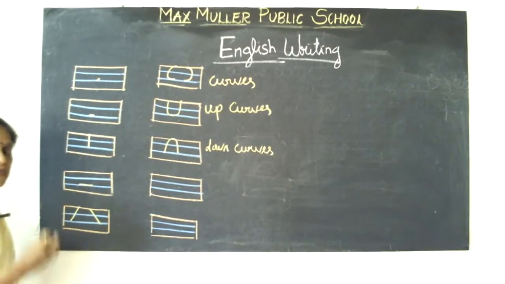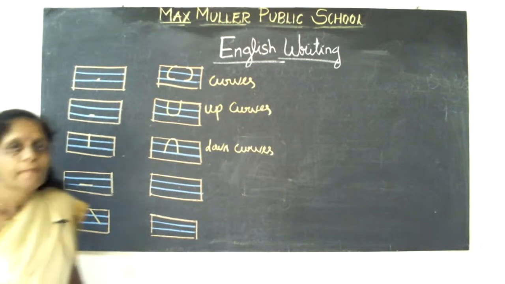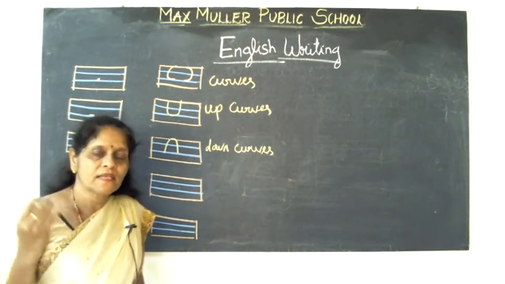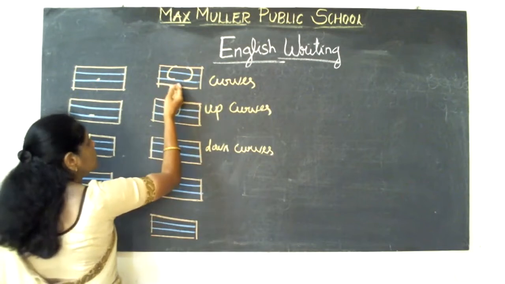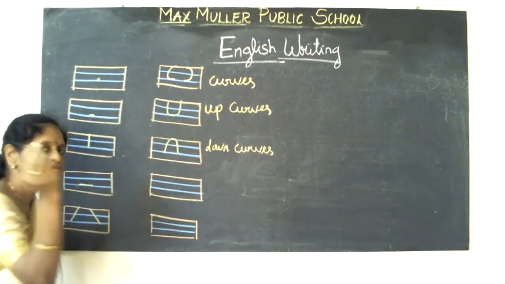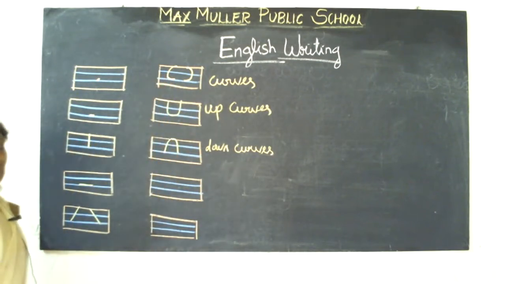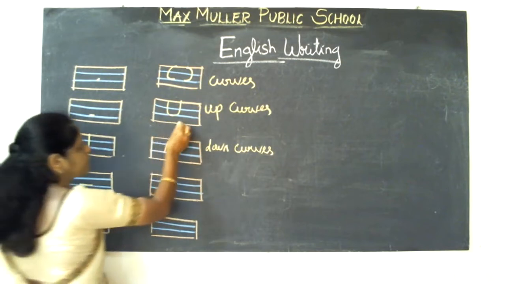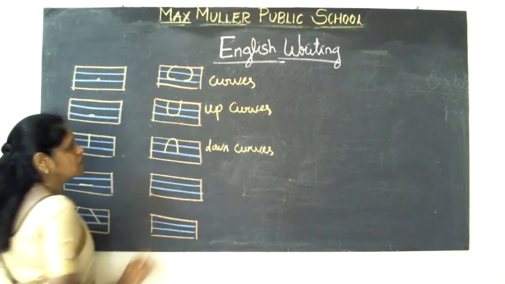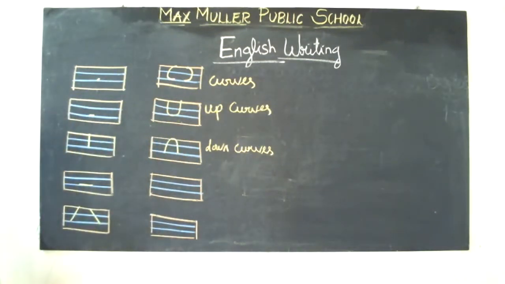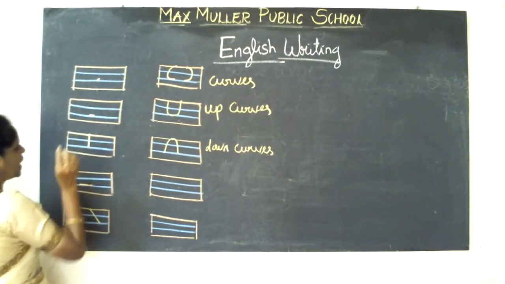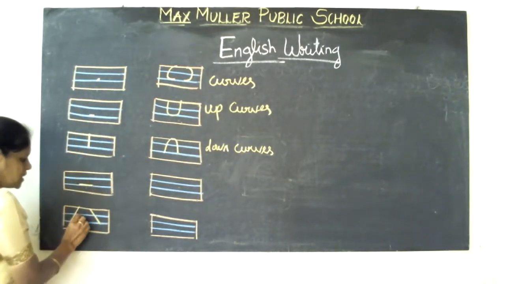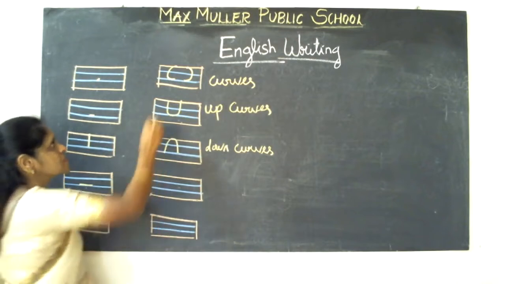Only when you are able to write these pattern writings, then only you can start writing the alphabets. Okay? Again, I'll teach you curves. When you take a bend, it's called curves. This is up curves, down curves. Again, I'll repeat. Dot, dash, standing line, sleeping line, slanting line. This is curves.